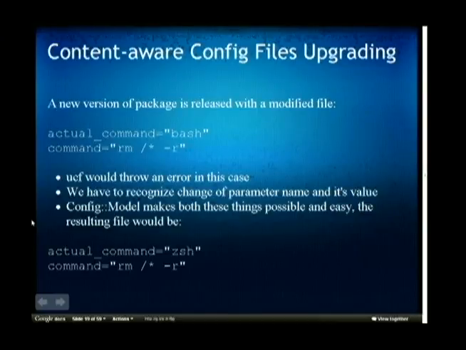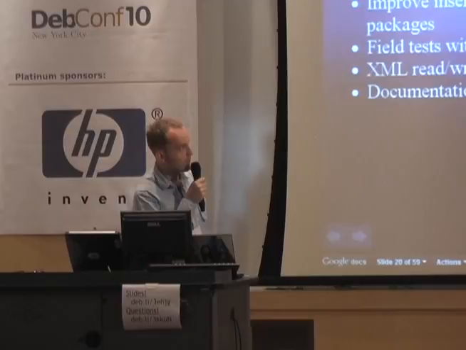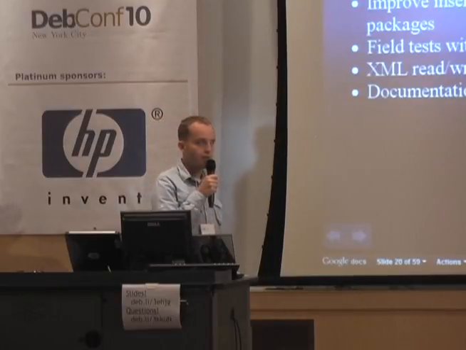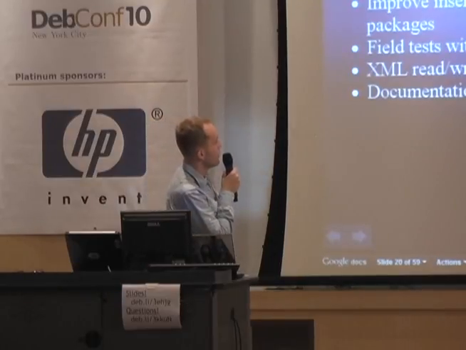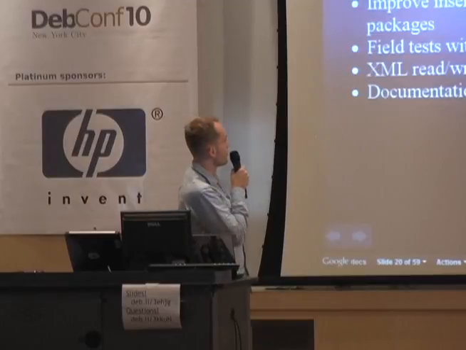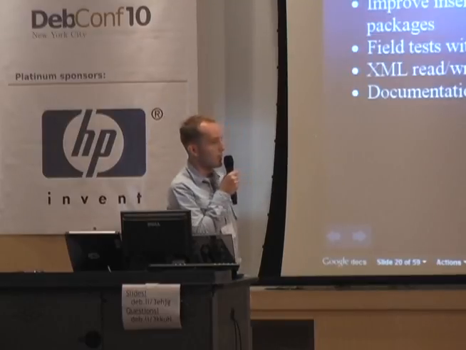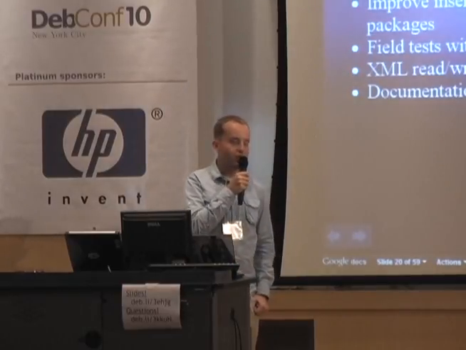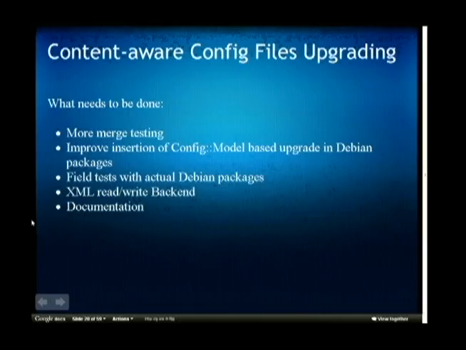That's how it works. What needs to be done: it's still not very well tested, and some things need to be improved. There is also no testing done yet in the actual packages. We need to test it more. We need to write some additional backends, most notably a backend for XML configuration files. This format is pretty common now. And we need to write some documentation.